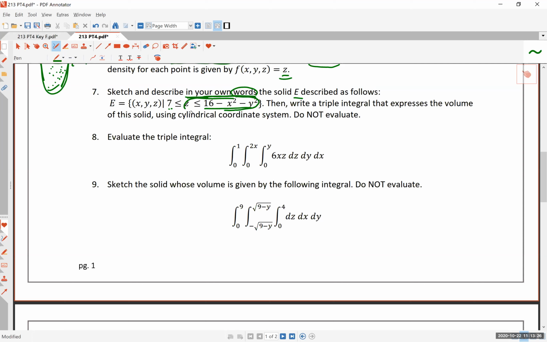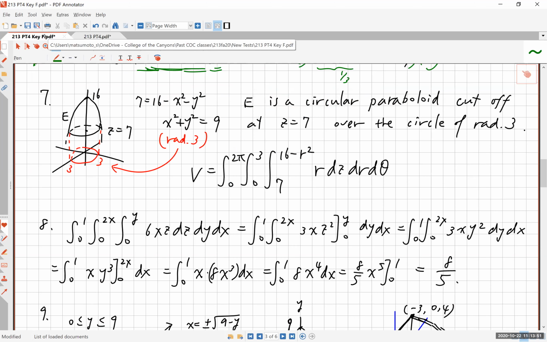I would look at this part first. Z is equal to 16 minus basically this part. You can take the parentheses and change that into this, and that's going to be r squared, right? Hopefully you realize this is going to be an upside down paraboloid, a circular paraboloid. And then Z is cut off below by the horizontal plane at height 7. So let's take a look at what it looks like. Hopefully you have gotten this right.